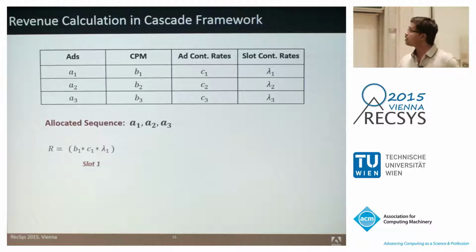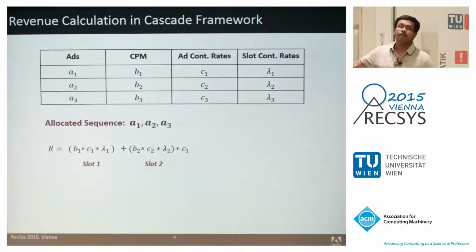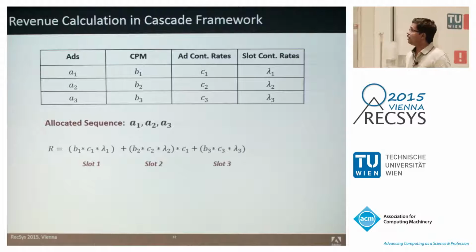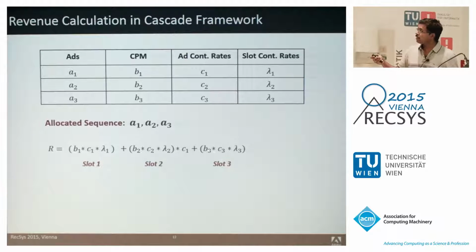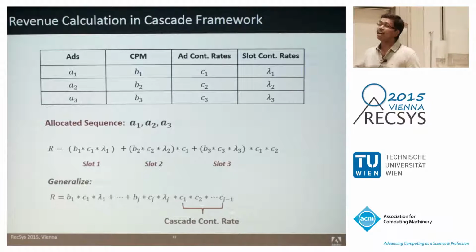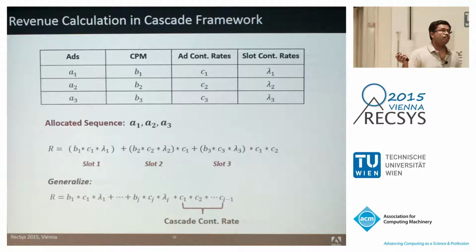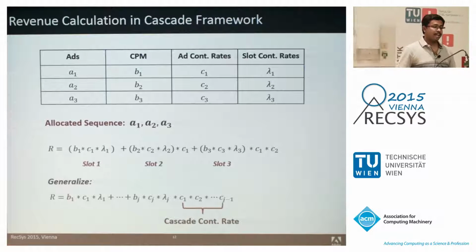Now, if you move to slot 2, similarly you get B2, C2, lambda 2, but it is further affected by the continuation rate of the first ad, because your attitude towards the first ad is going to affect your attitude towards the second ad. Similarly, for the third ad, in addition to B3, C3, lambda 3, it is further affected by the first two ads, C1 and C2. So you get the idea. If you have to generalize, this is how it will look for the last ad. And this is what is known as the cascade continuation rate, also popularly known as the Cascade framework.